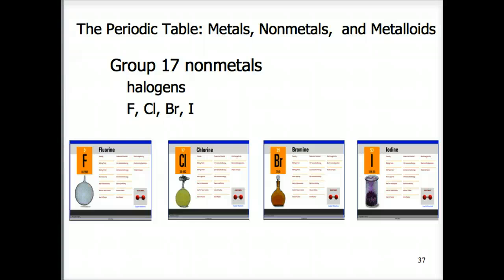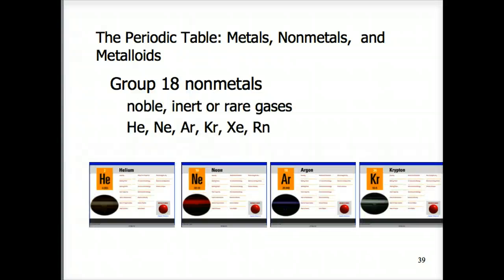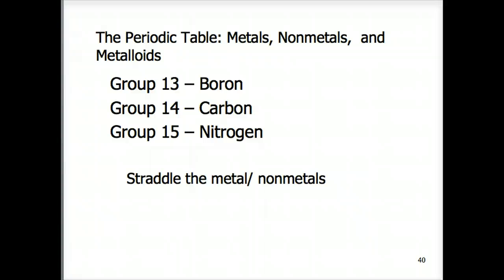Group 17 nonmetals consist of what we call the halogens: fluorine, chlorine, bromine, and iodine, each shown here. Group 16 nonmetals are chalcogens: oxygen, sulfur, selenium, and tellurium. Our noble gases, or our inert gases, are non-reactive gases for the most part: helium, neon, argon, krypton, xenon, and radon. Other groups listed are group 13, headed by boron, group 14 by carbon, and group 15 by nitrogen.